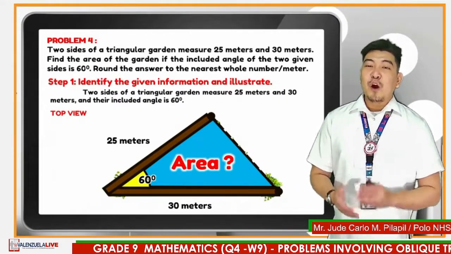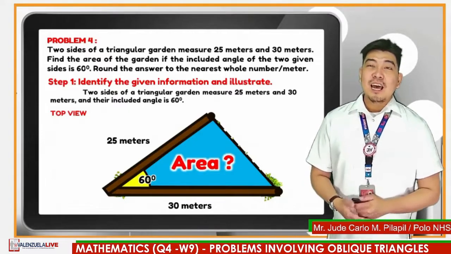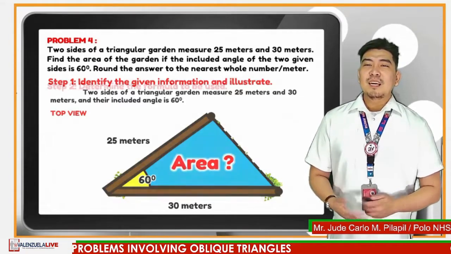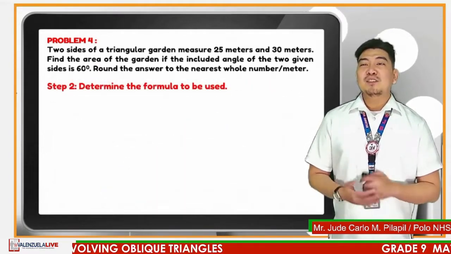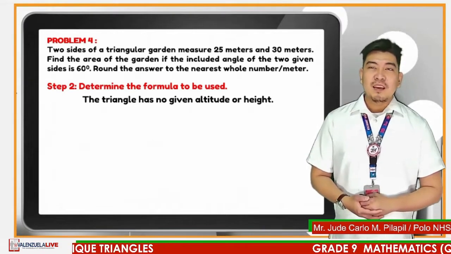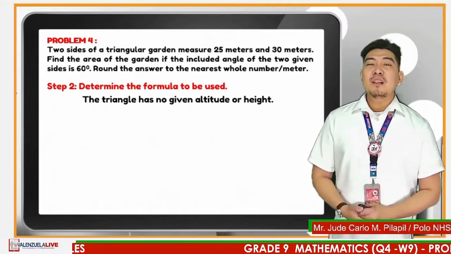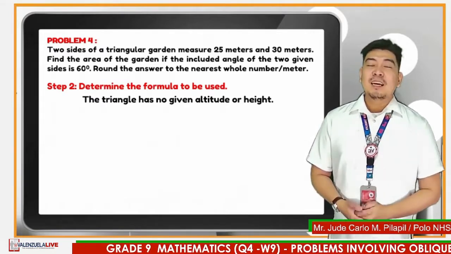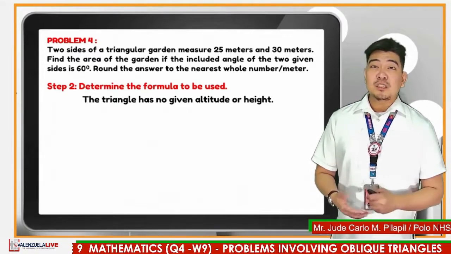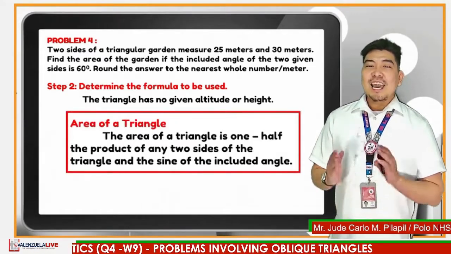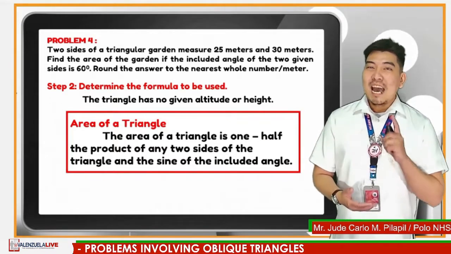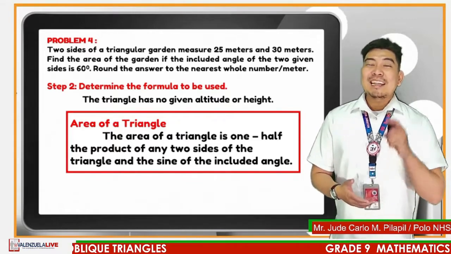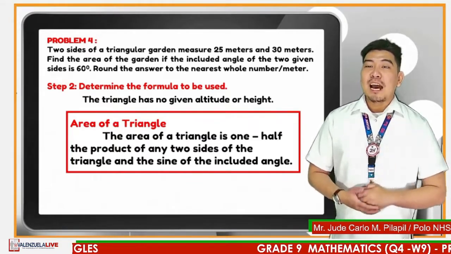Using the facts from the problem and its illustration, let us proceed to determining the formula to be used. If you can remember, the triangle has no given altitude or height. Hence, we cannot use the formula: the area of the triangle is equal to 1/2 base times height. There is another formula that we can use for this problem, and that is: the area of the triangle is 1/2 the product of any two given sides of the triangle and the sine of the included angle.